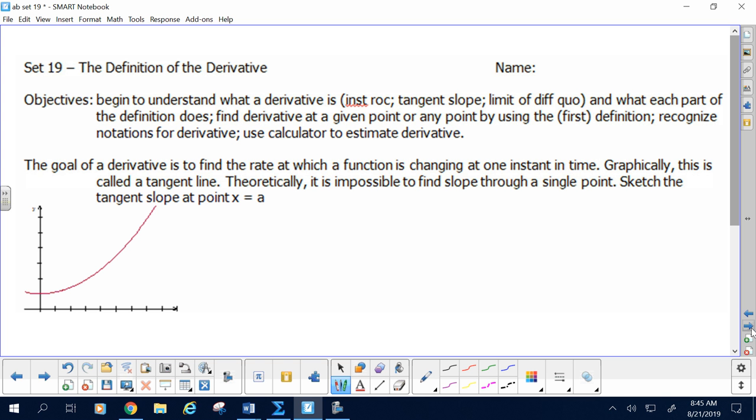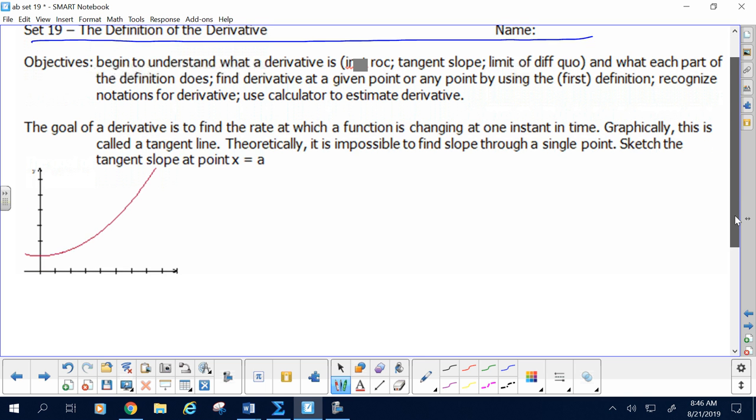Now, my point then is this. Please don't boil derivatives down to just some silly shortcuts. That is not what a derivative is. Actually understanding what a derivative is in your soul comes from this idea. All right? So let's go here. At its heart, the derivative is trying to find change at an instant instead of change over a time interval. Let's start here. The goal of a derivative is to find the rate at which a function is changing at one instant in time. As I said, graphically, this is called a tangent line.